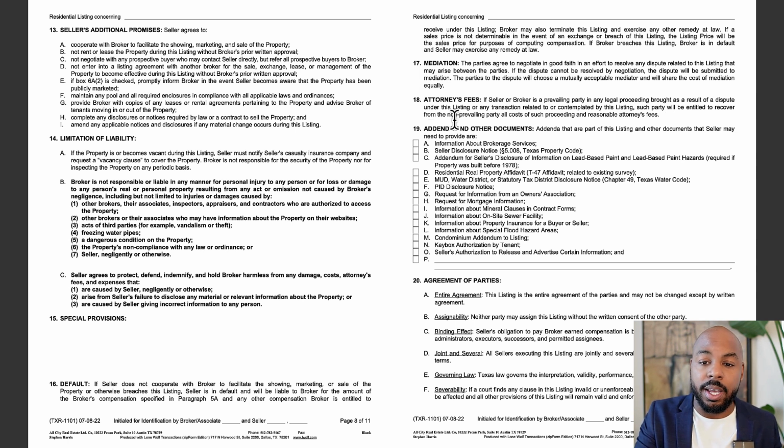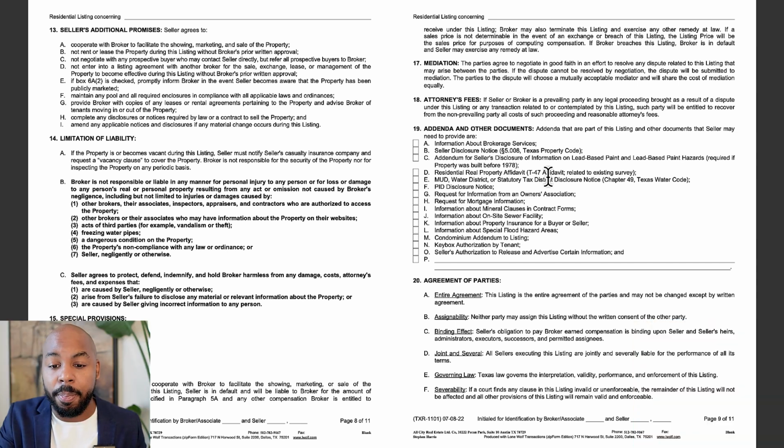Other addenda and documents. So a couple of these may be checked, and we'll talk about each of those individual documents if you see them here. But this is just saying that, like your seller's disclosure is another thing that you'll receive, information about brokerage services, maybe the T47 affidavit with your existing survey. These are the most common documents you'll see. All right. So, and this just says that agreement of parties, that we're agreeing to a binding contract. And this is going to be governed under Texas law.